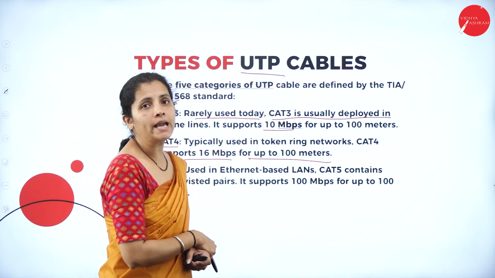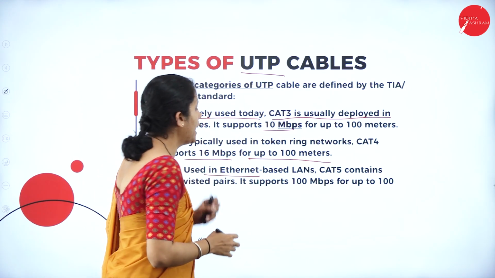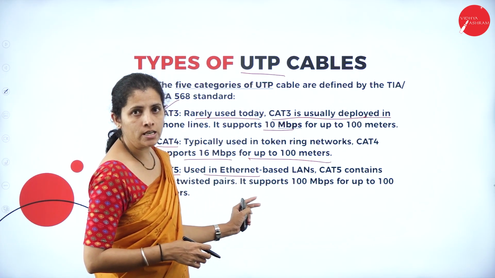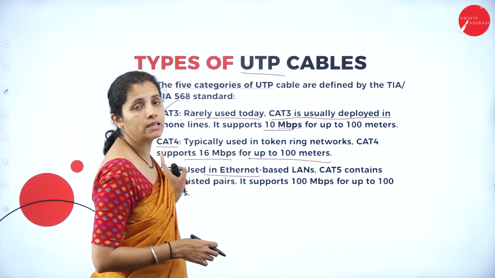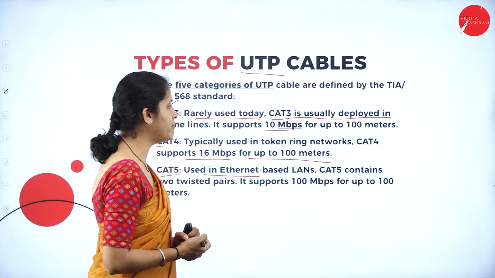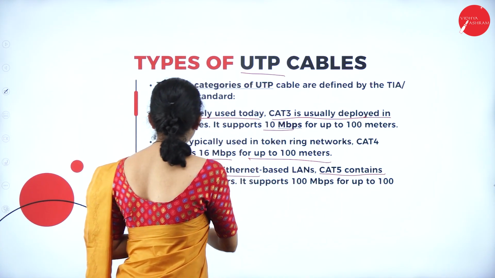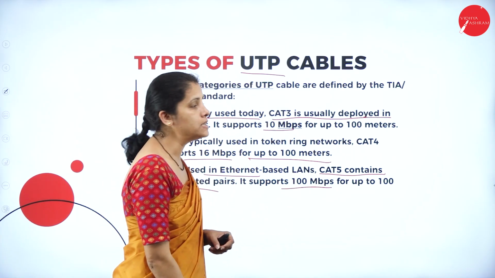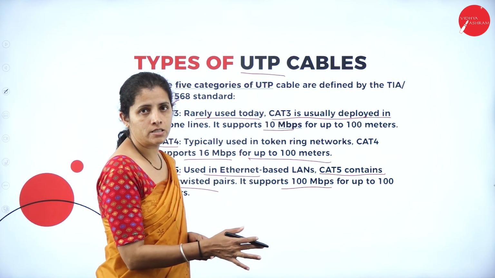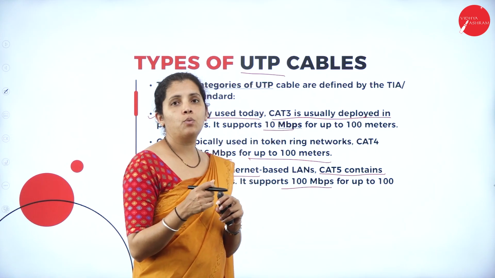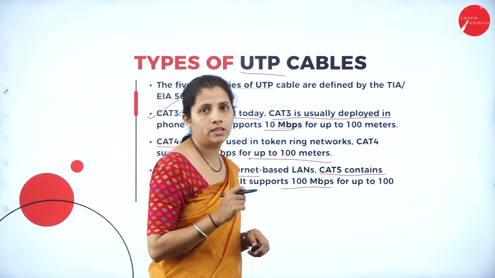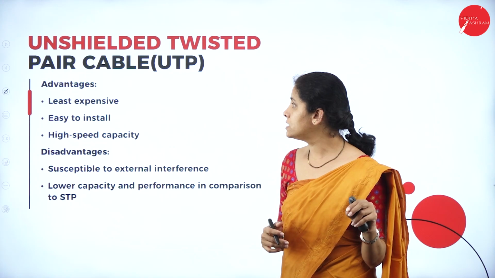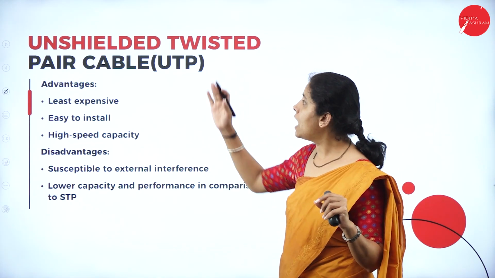And I am going to have Cat5. It is used in Ethernet based LAN. Whenever I want to make a LAN connection, I am going to use Cat5. That is nothing but category 5 or class 5. So here Cat5 contains two twisted pairs and it supports 100 megabits per second up to 100 meters. Now, to make a connection, I require RJ45. It's a connector.